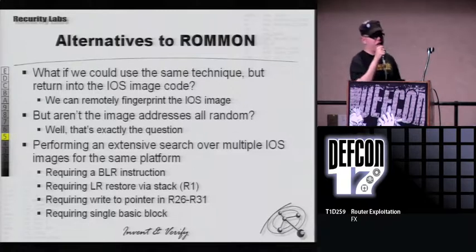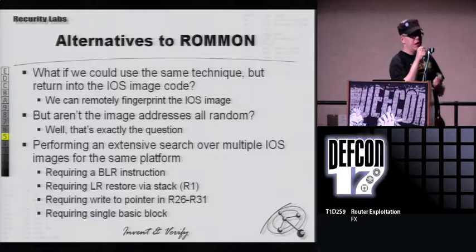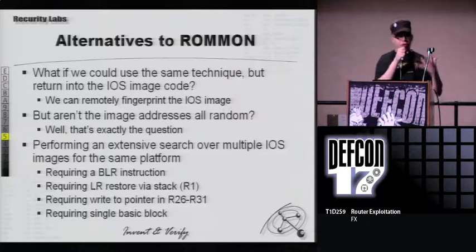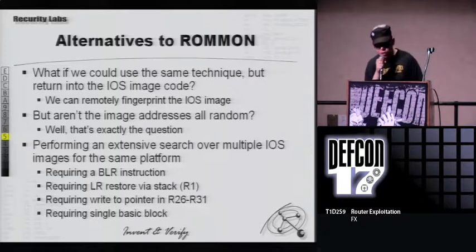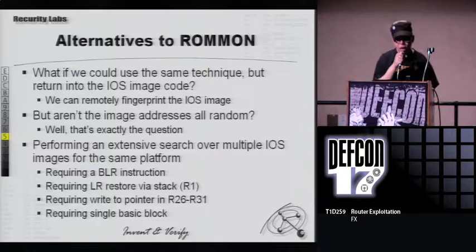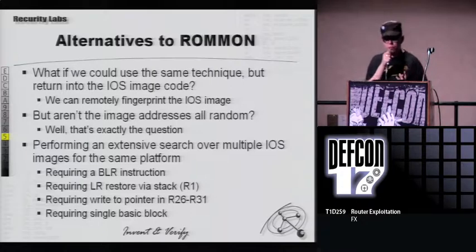So what alternative method could there be to actually return without ROMMon? Return directly into the image, because that you can actually fingerprint. Well, the problem here is that we just said they're all different and there are many of them. But the question is, how different are they really?